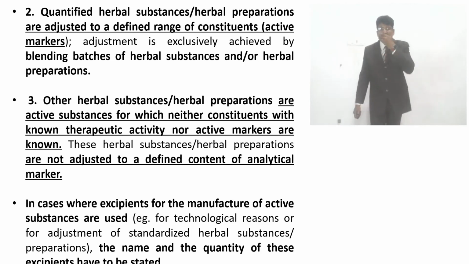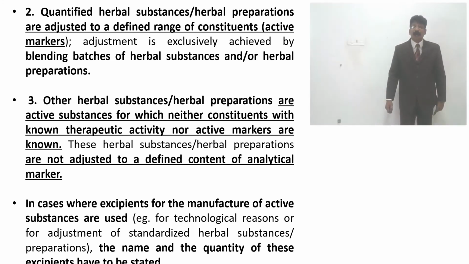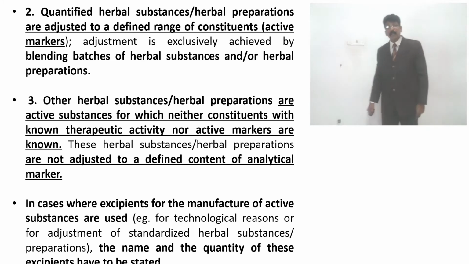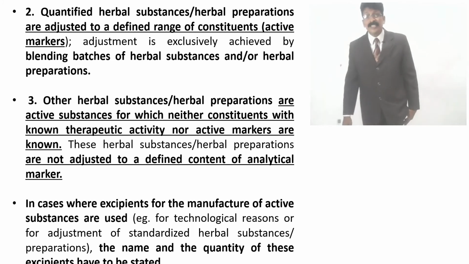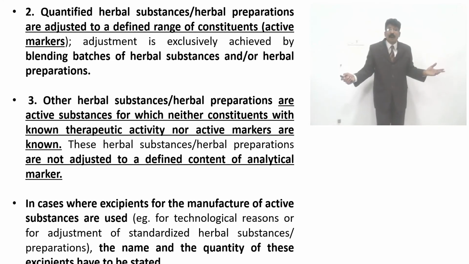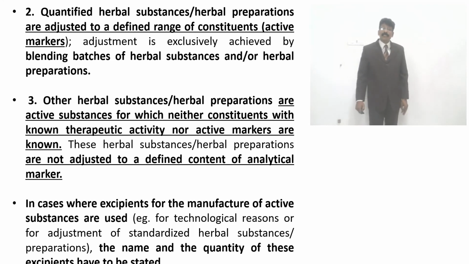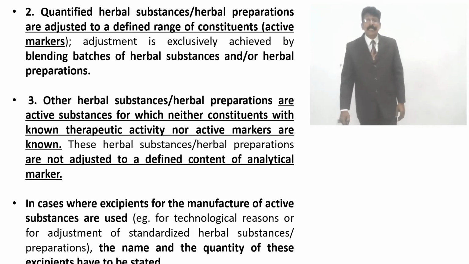In cases where excipients are used in the manufacture of active substances, for example for technological reasons or for adjustment of standardized herbal substances, preparations, substances or preparations, the name and the quantity of these excipients have to be stated in the application.